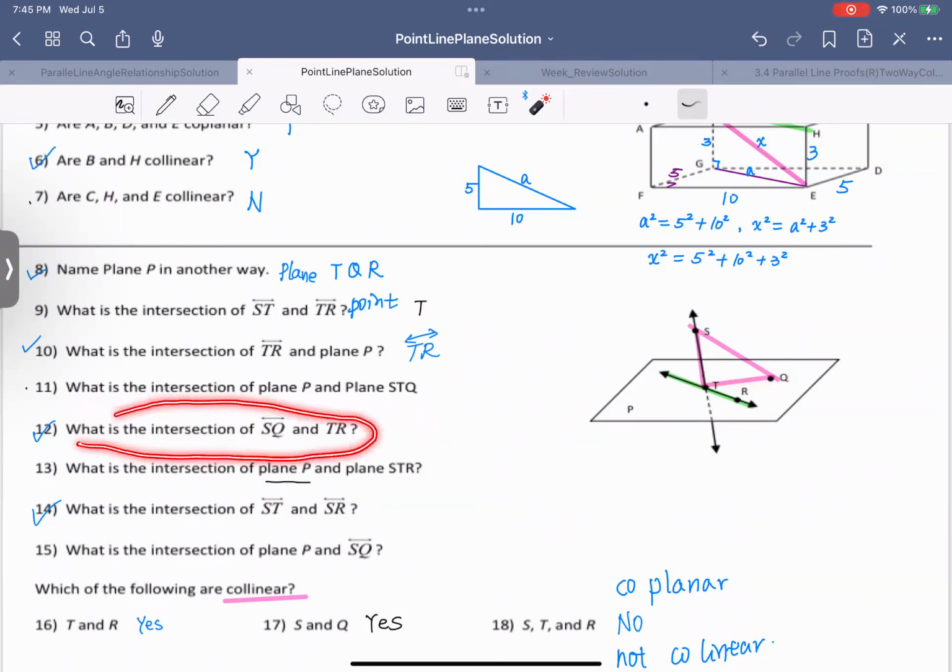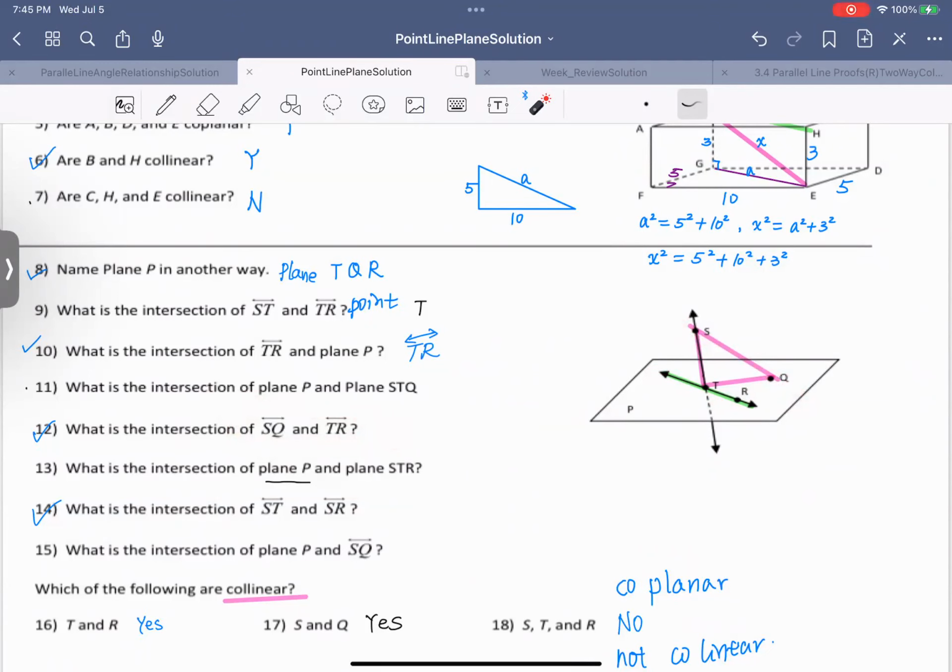What is the intersection of SQ and TR? Point T. Hey, hold on. SQ is going that way. TR is going this way. These 2 lines actually are skew lines. There's no crossing point. You see here, go this way, this go that way. Do you think they will cross? No. So you say no crossing point.